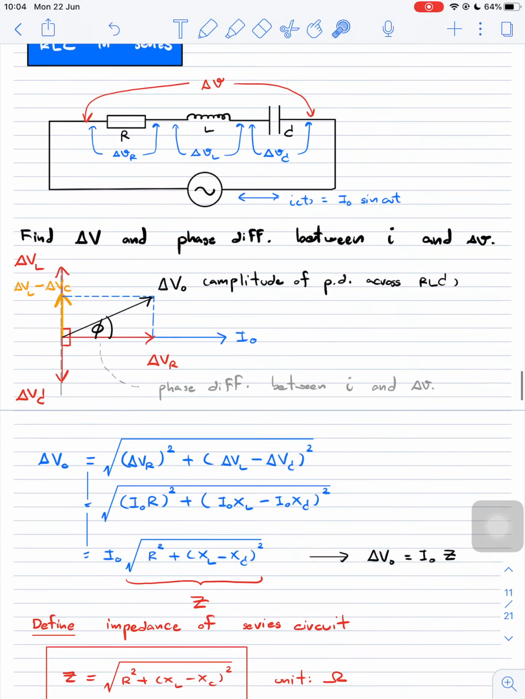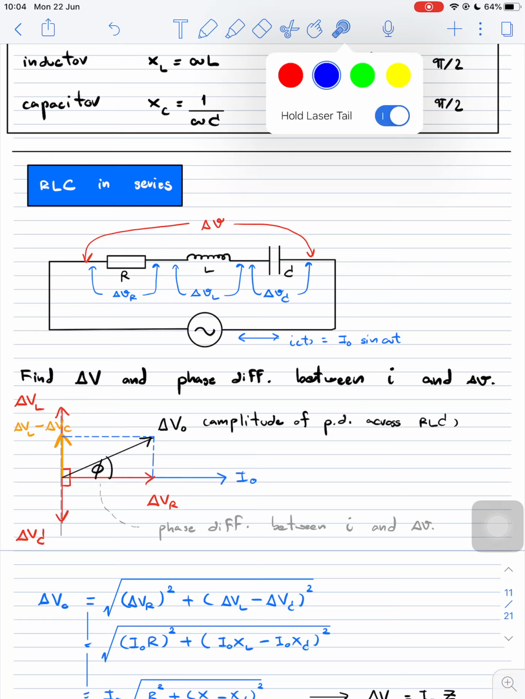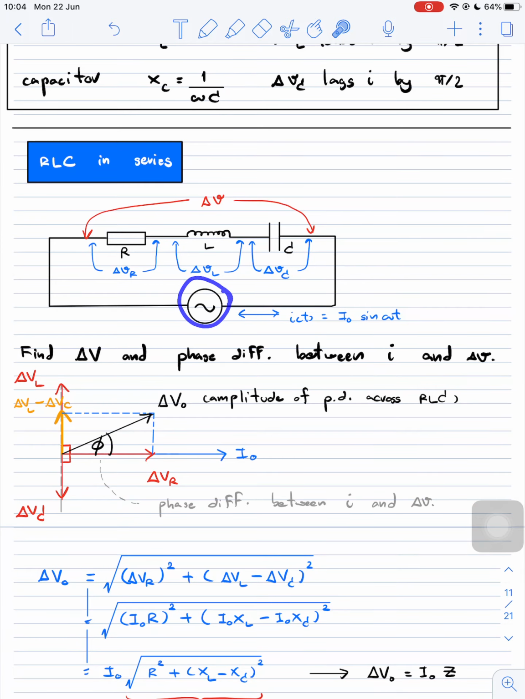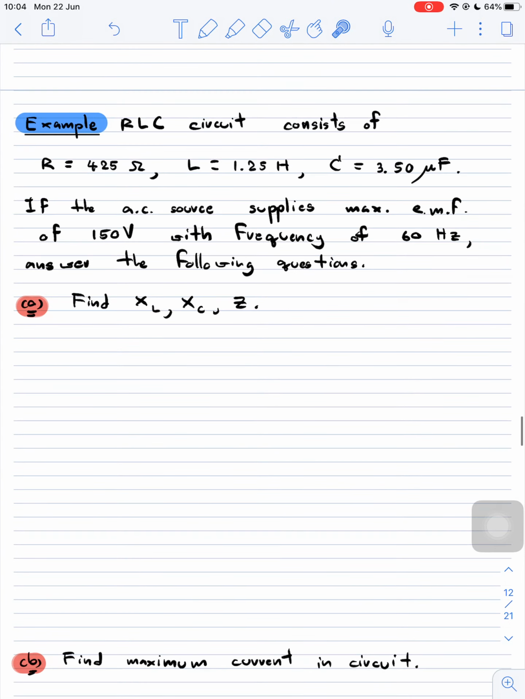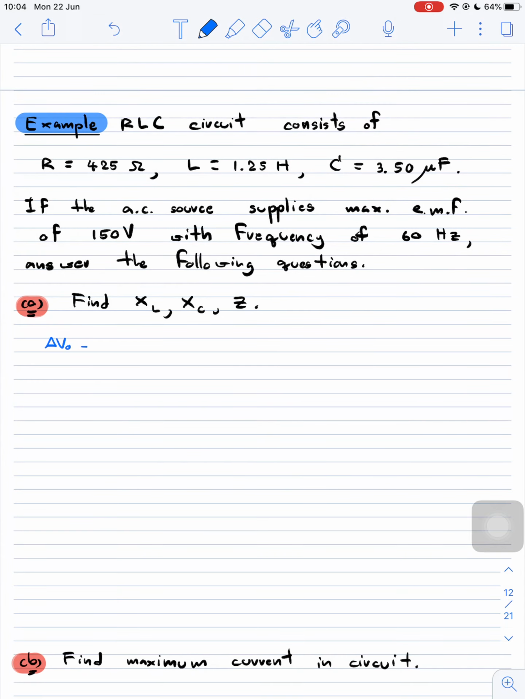We can just use the previous picture here. We have the R, L, and the C in the series combination, and we have the AC source here. In this question, it gives us the 150 volts of the AC source, which is going to be the maximum EMF. So delta V naught is equal to 150 volts. We also know the frequency of the source is 60 Hz, so F equals 60 Hz.